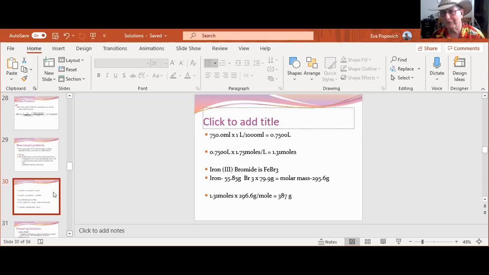So I'm going to take my 750, turn that into 0.7500 liters, multiply that by my 1.75 moles per liter. This gives me 1.31 moles. Now, if I add up 3 bromines and 1 iron, that gives me a mass of 295.6. All I have to do is multiply that by the 1.31 moles, and I get my grams.